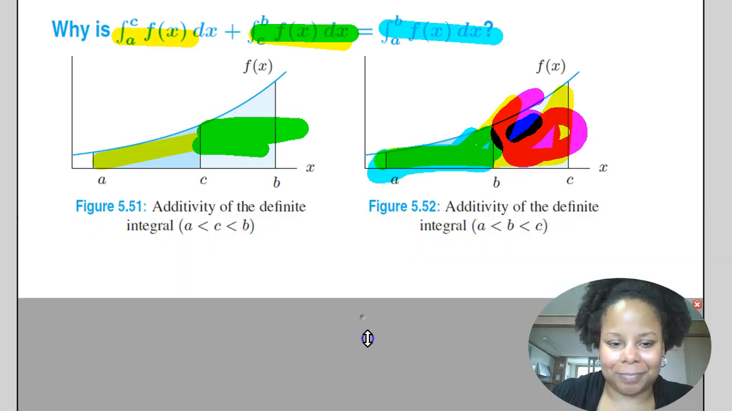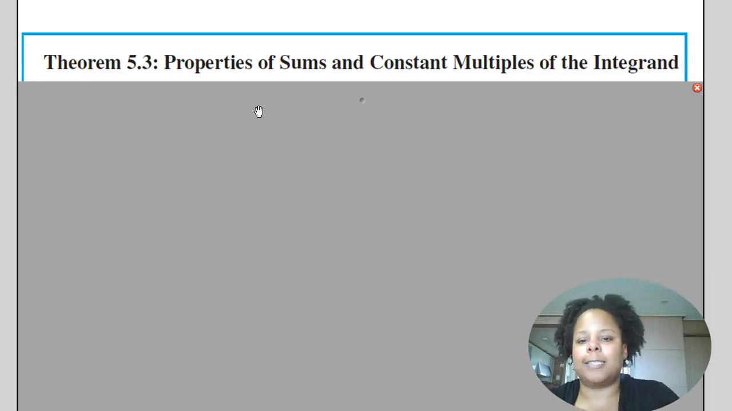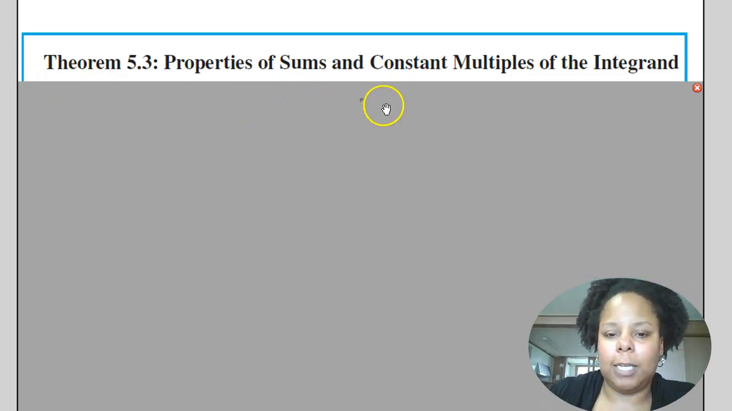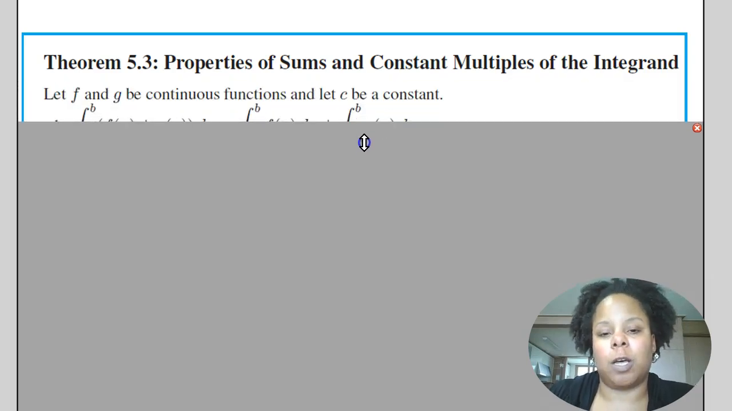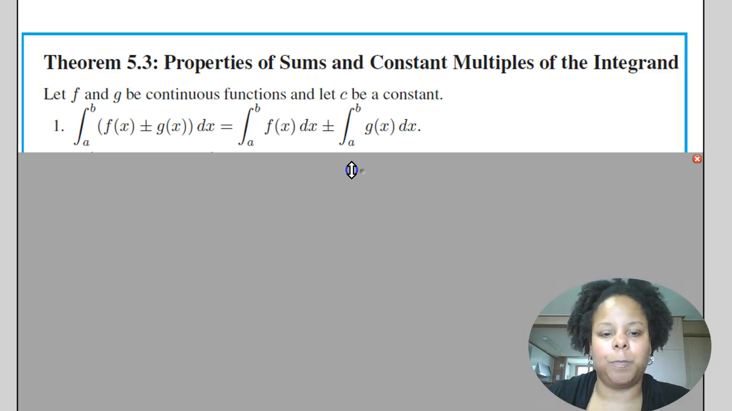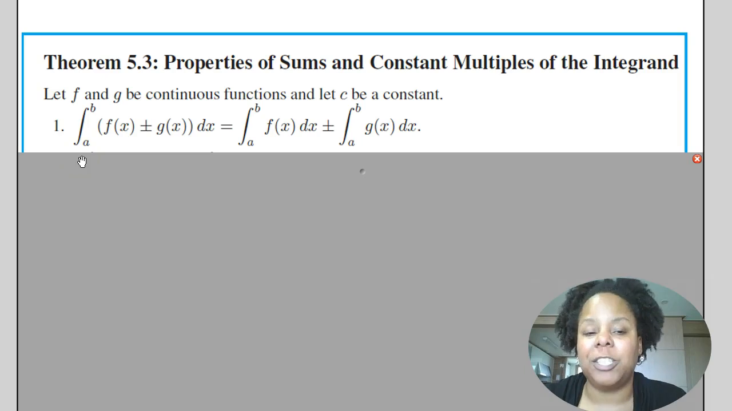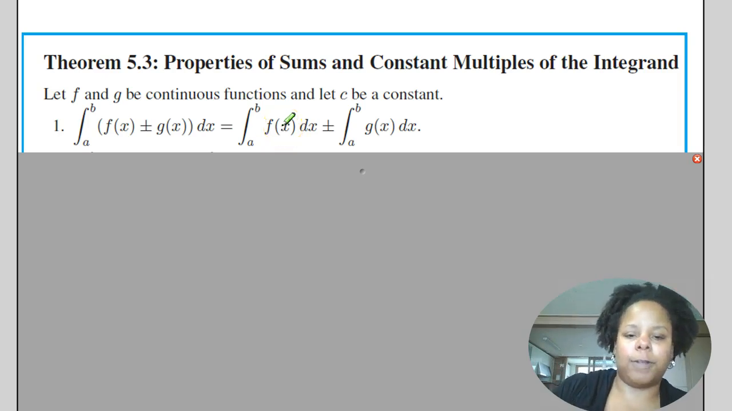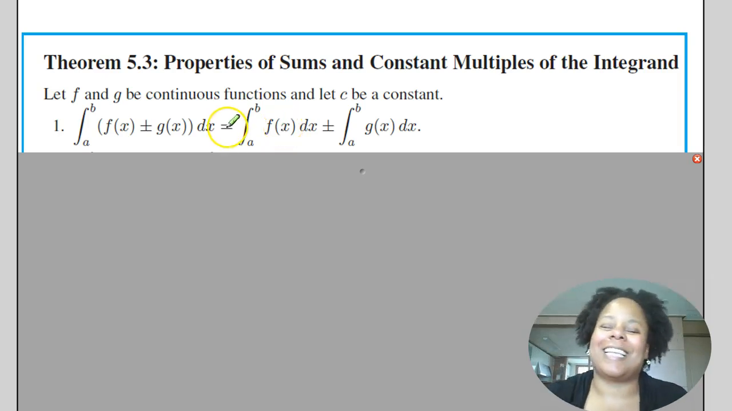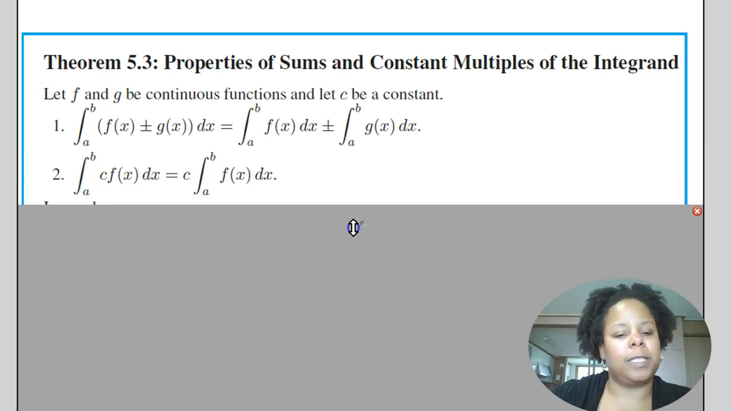Moving on. Let's go to the next page. Properties of sums and constant multiples of the integrand. Let's say I have two functions, f and g, that are continuous on the interval, and let c be a constant. If I want to take the definite integral of the sum of two functions, I can do that by taking the definite integral of the one function and adding it to the definite integral of the second function. And that works as well. Same thing here.